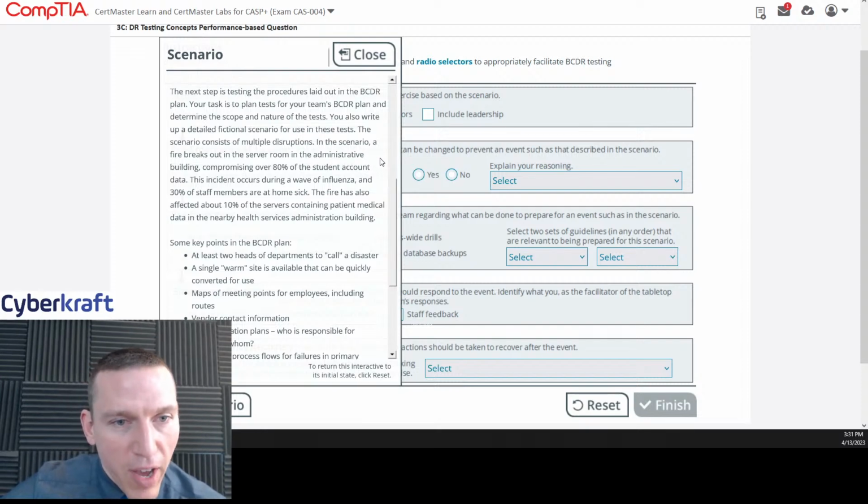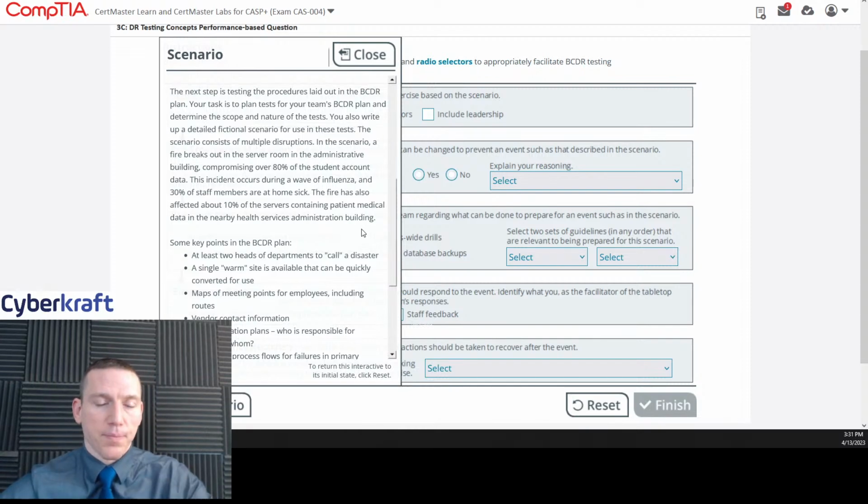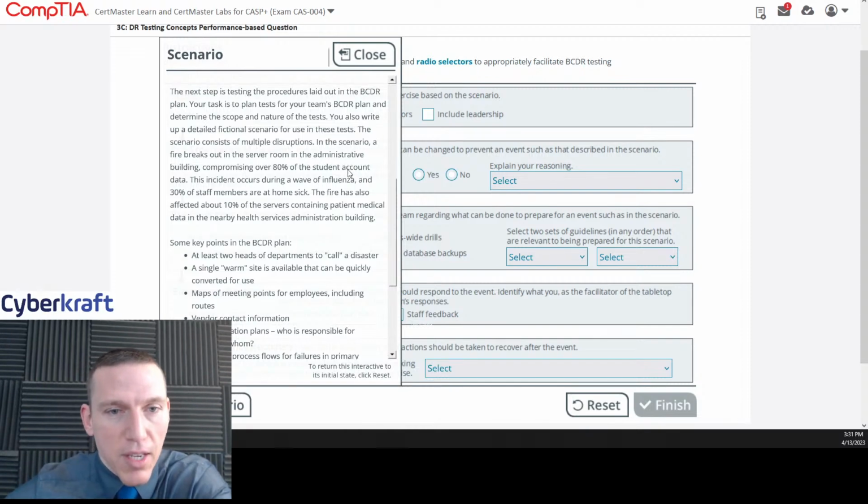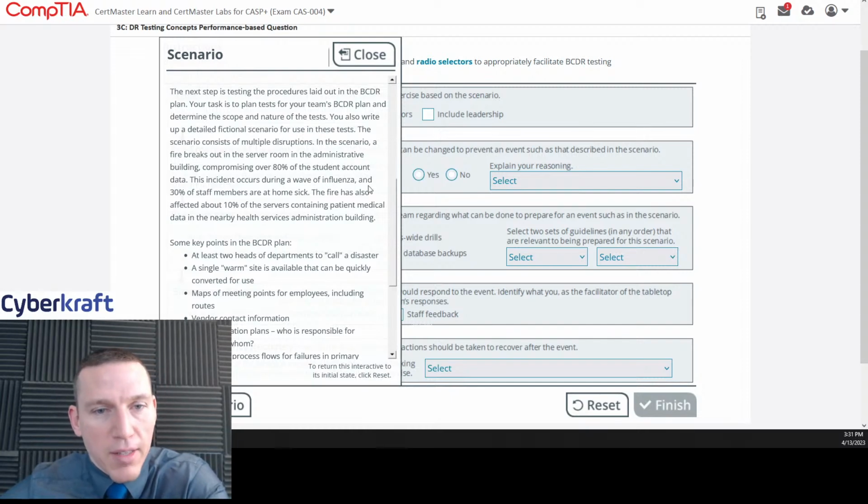In the scenario, a fire breaks out in the server room in the administrative building, comprising over 80% of student account data. The incident occurs during a wave of influenza, and 30% of staff members are at home sick. The fire has also affected about 10% of the servers containing patient medical data in the nearby health services administration building. Okay. So this tells us a couple things. This tells us that PII is affected because it's student information. It tells us that we have HIPAA or PHI, protected health information here too.